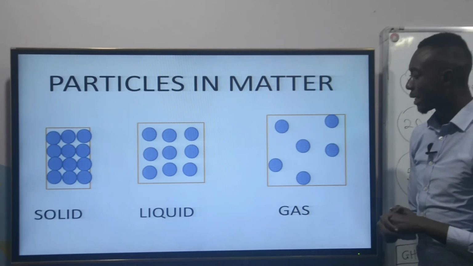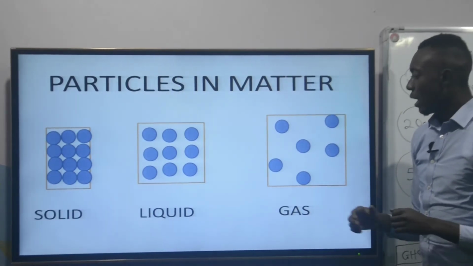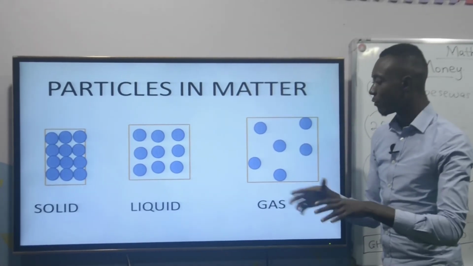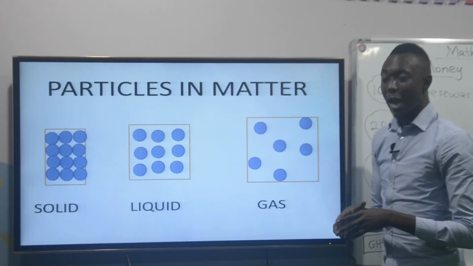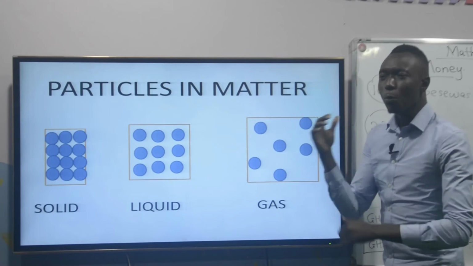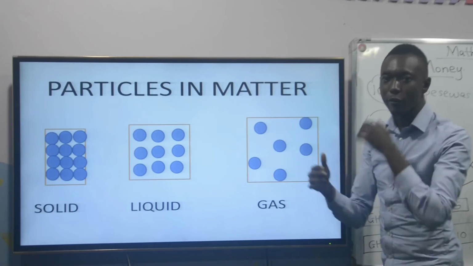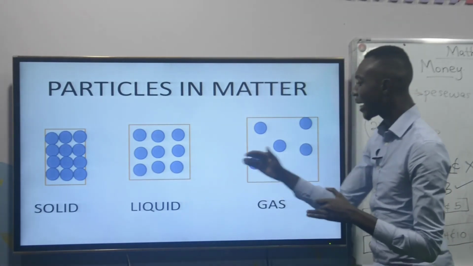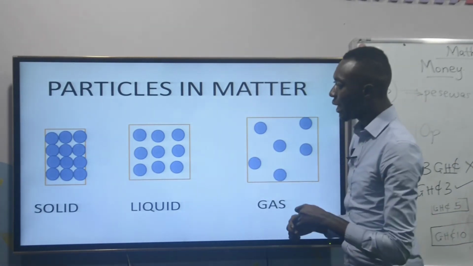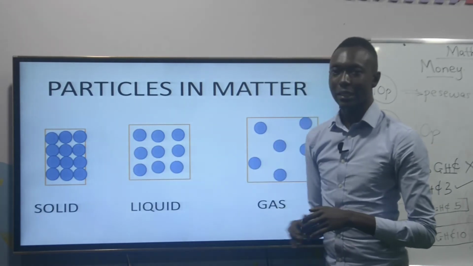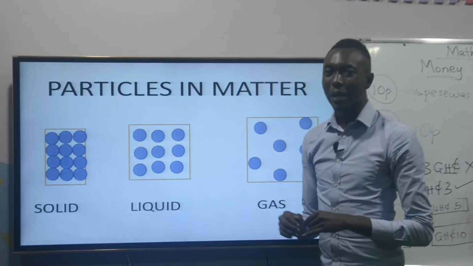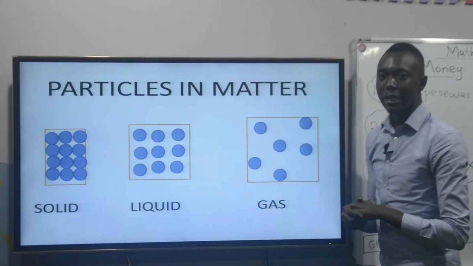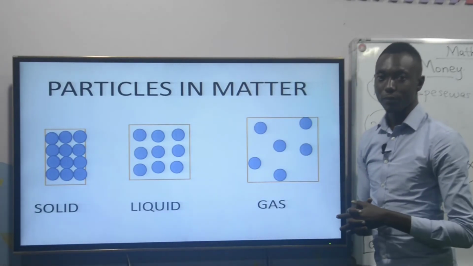Lastly, let's look at gas. As you can see here, their particles are very, very separate from each other. And because of this, they are able to move freely and very, very fast. So if you compare these three states of matter, you realize that the particles in solid, although they move, do not move as fast as the particles in gases will move.